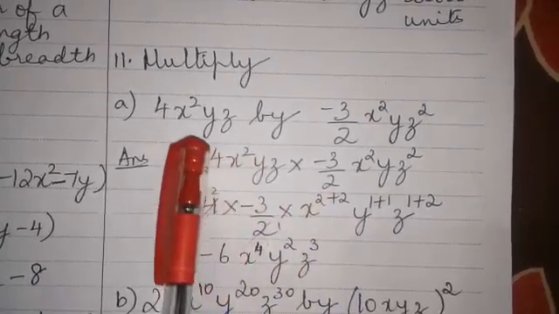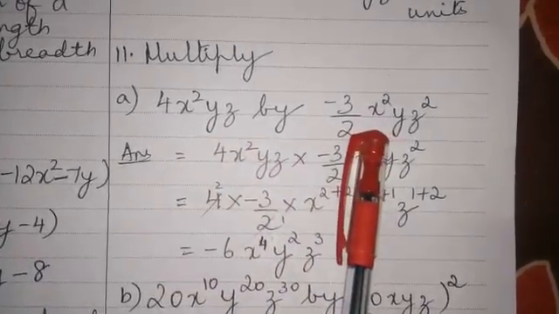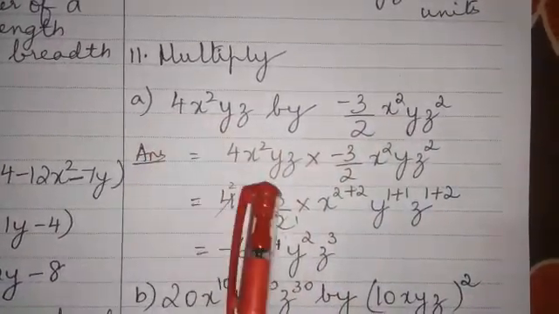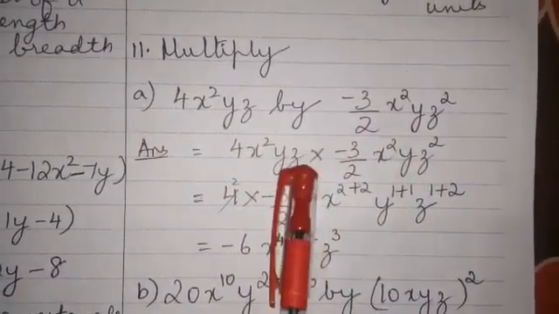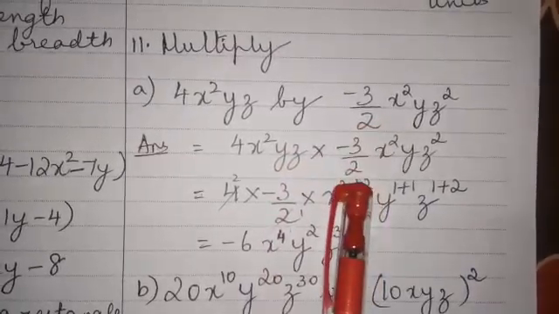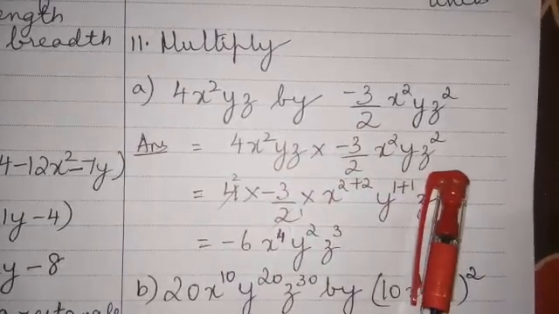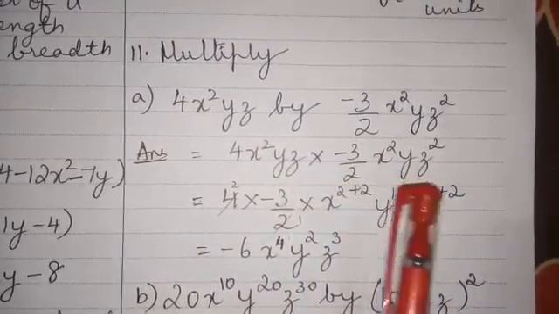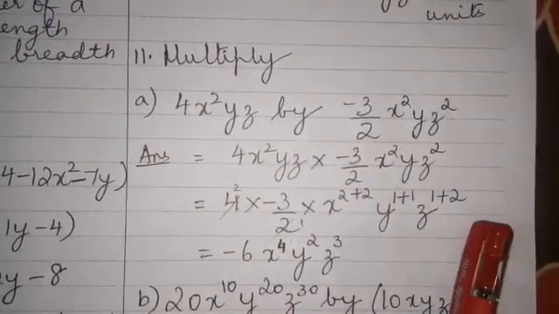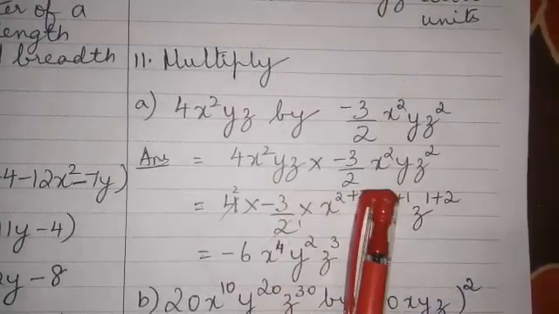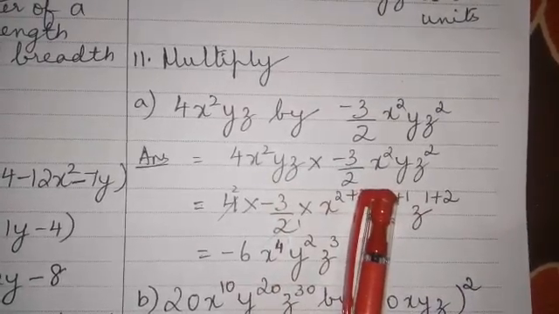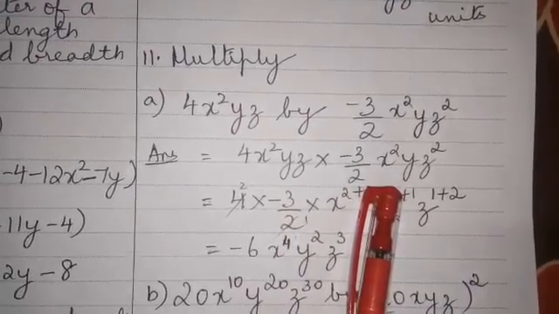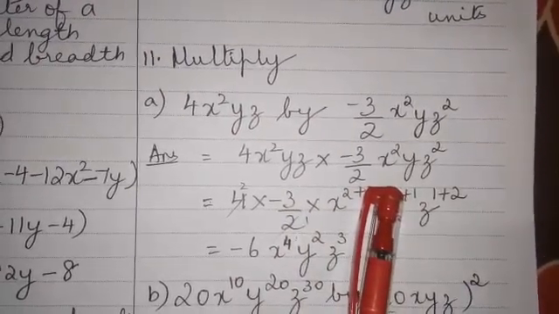Let's understand how to multiply these two expressions. So this will be the first step: 4x² yz multiplied by minus 3 by 2 x² yz². Now multiplication can be performed even with unlike terms. Addition and subtraction can be performed only with like terms, while multiplication can be performed even with unlike terms.